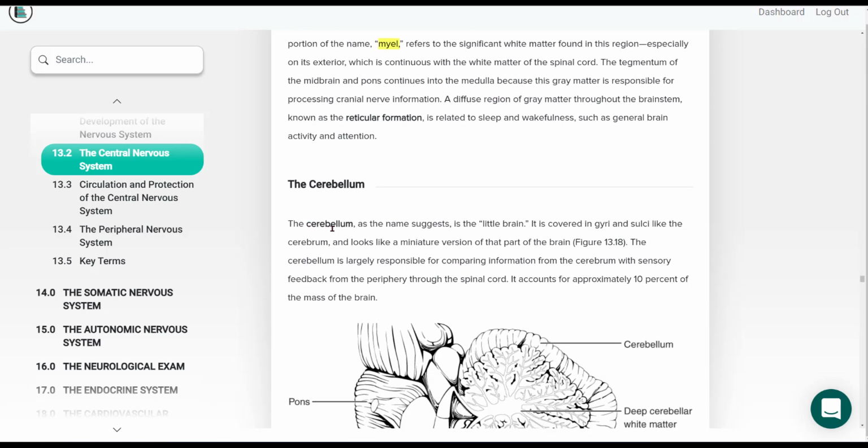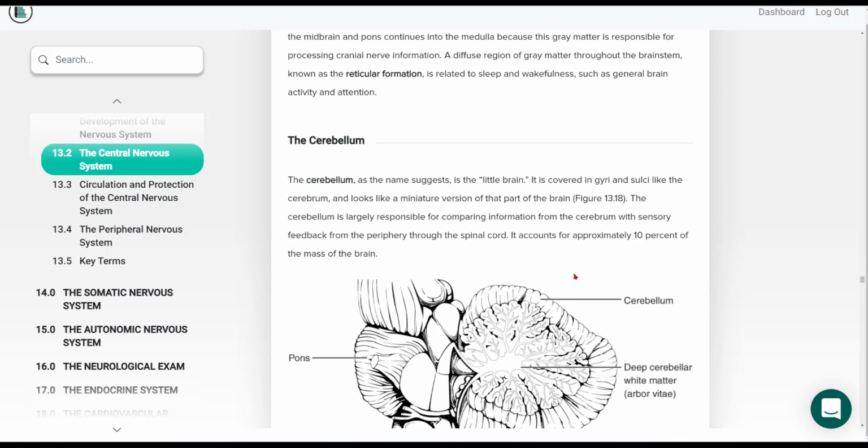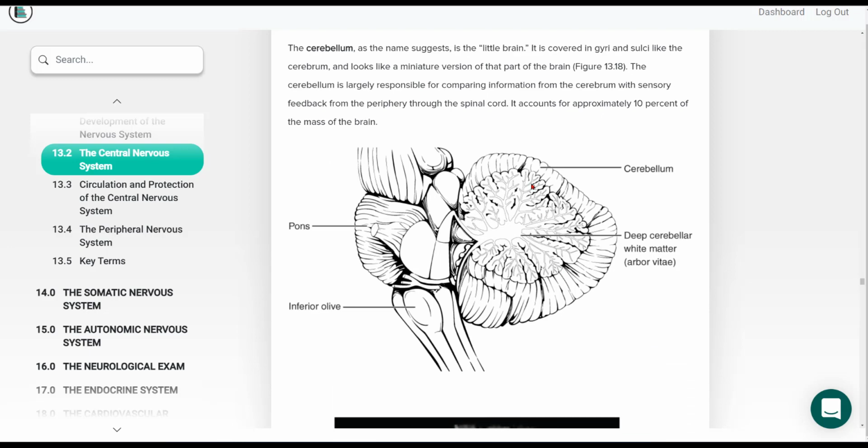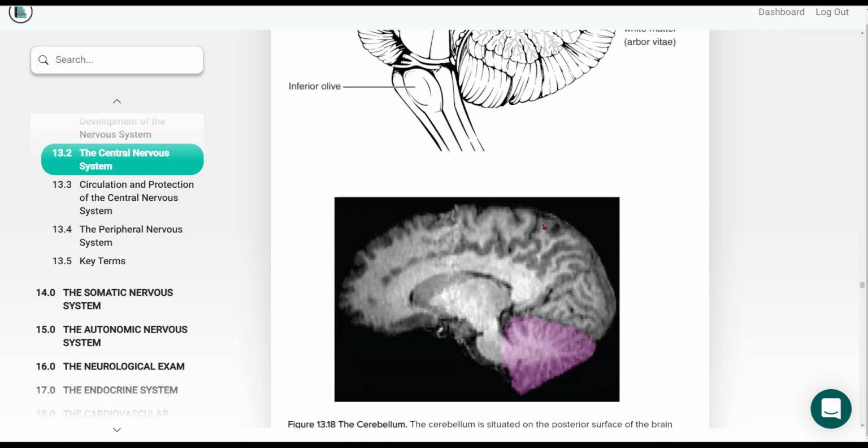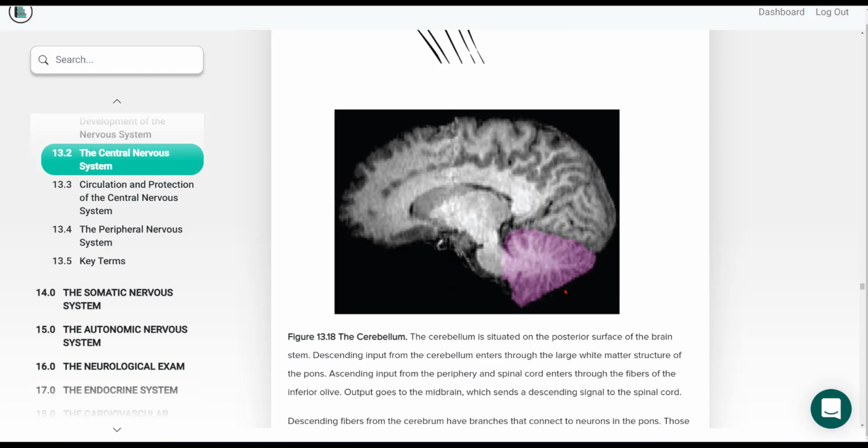Last part to describe is the cerebellum, the little brain. Although it's very small, it is sort of a miniature brain in that it is covered by gyri, right? It's covered by gyri, has little sulci just like the cerebrum, and it's an amazingly dense region. It accounts for about 10% of the mass of the brain, so it's a relatively small region, but there is an amazingly high density of neurons found inside the cerebellum. We see it here, right? There it is in this view here.